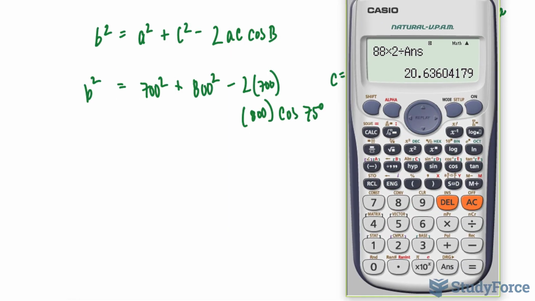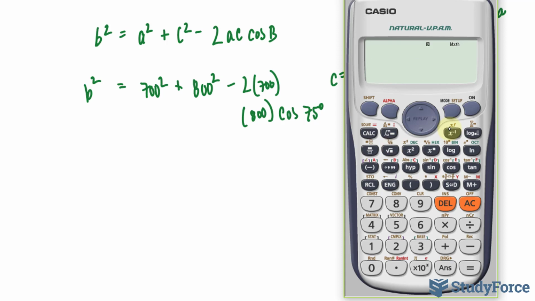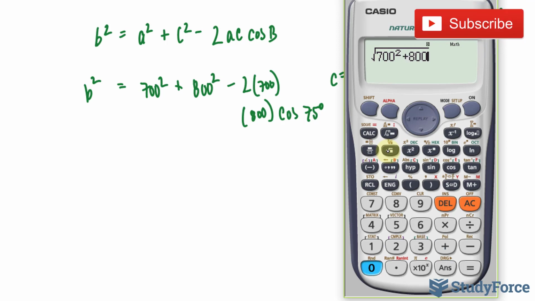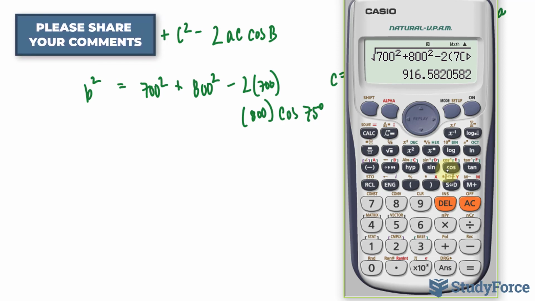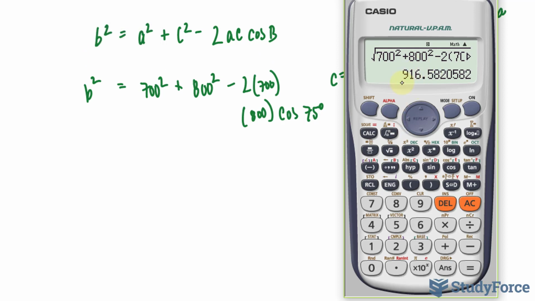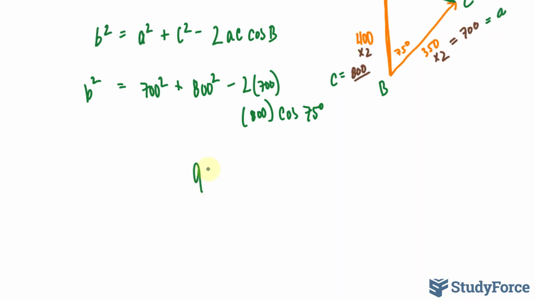Let's do this all in one step with our calculator. First, you click the radical button, and you place all your numbers. 700 to the power of 2 plus 800 to the power of 2 minus 2 times 700 times 800 times cosine of 75. Make sure that your calculator is in degrees. And we end up with a distance of 916. To 3 significant figures, the last significant figure is 6, followed by a 5, so it should be 917.